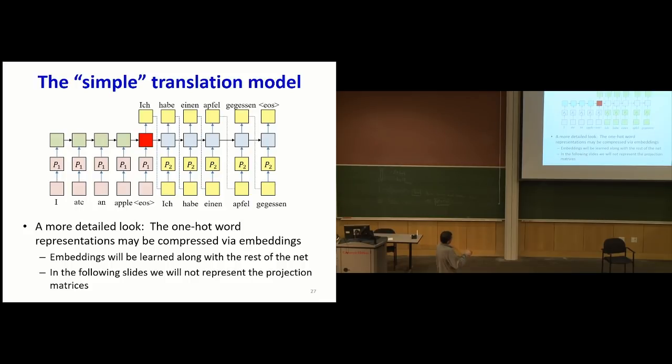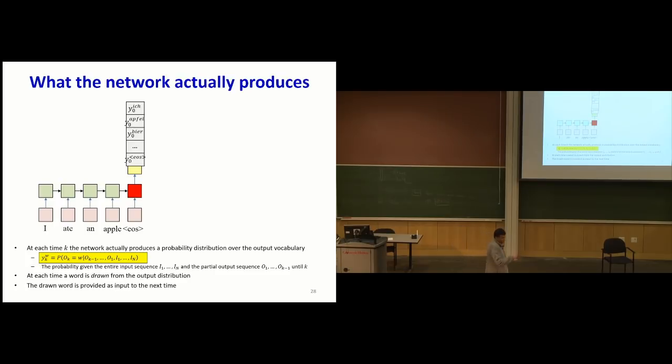Now, I'm not going to show these P's in subsequent slides. They are implicit. They are always there. Just remember that anytime you see the slide. Okay? And now to get to your question, where does the stochasticity come in? Why do I need to feed things back? So at each time, what does the network actually produce? The network is not going to just pop out the word. It's actually going to produce a probability distribution over all words in German in this case.